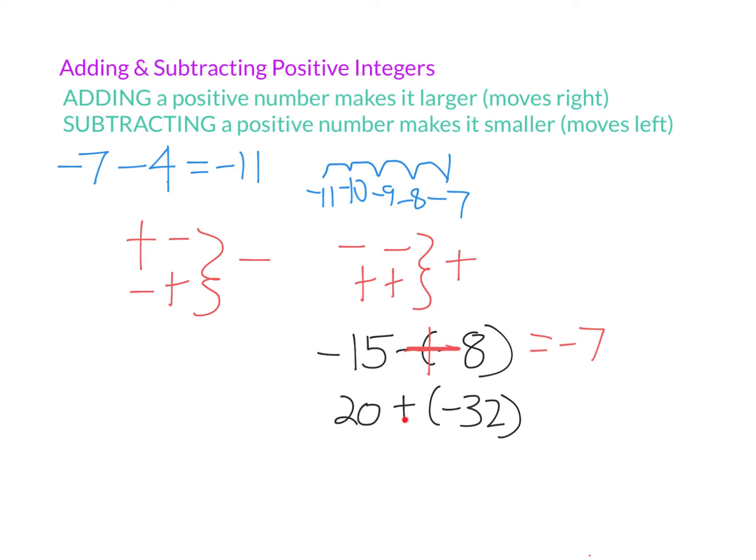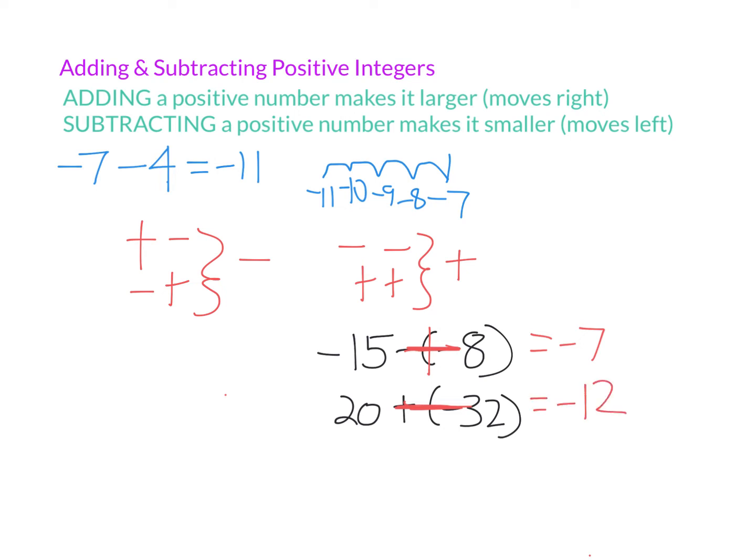So if I have 20 plus negative 32, I have a plus and a minus next to each other. They just turn into one big minus. So this is 20 minus 32. And again, if I'm subtracting a positive number, I move to the left, I make it smaller. So 20 minus 32 will, of course, give me negative 12.